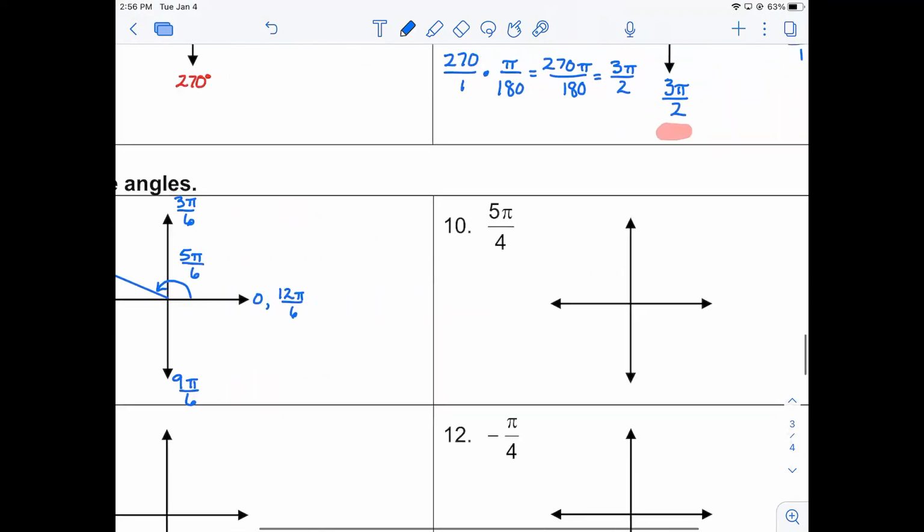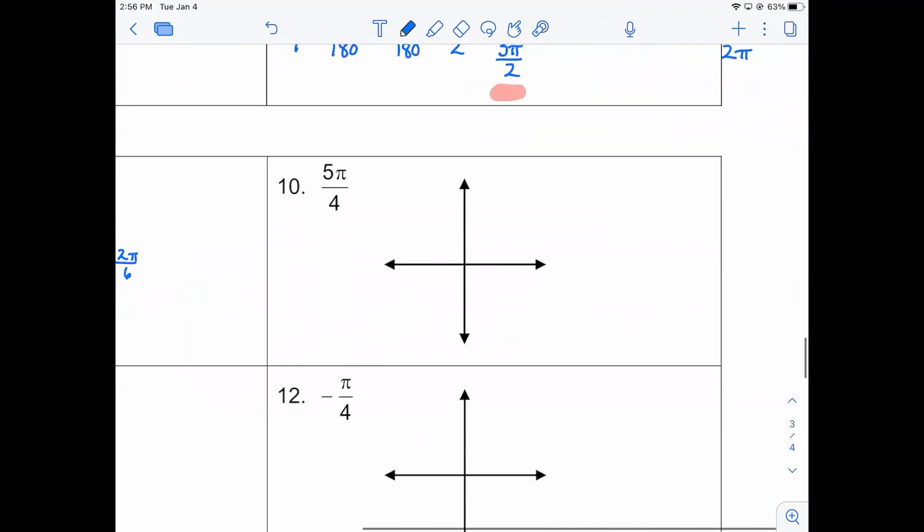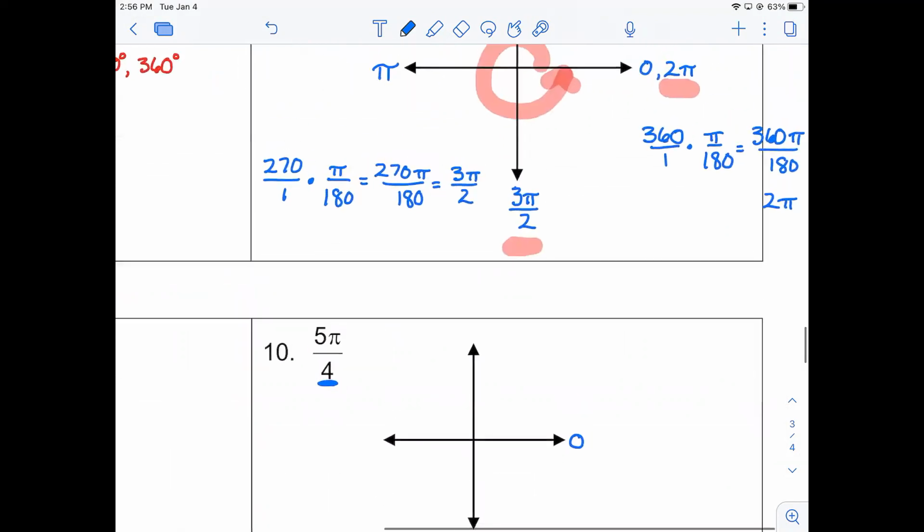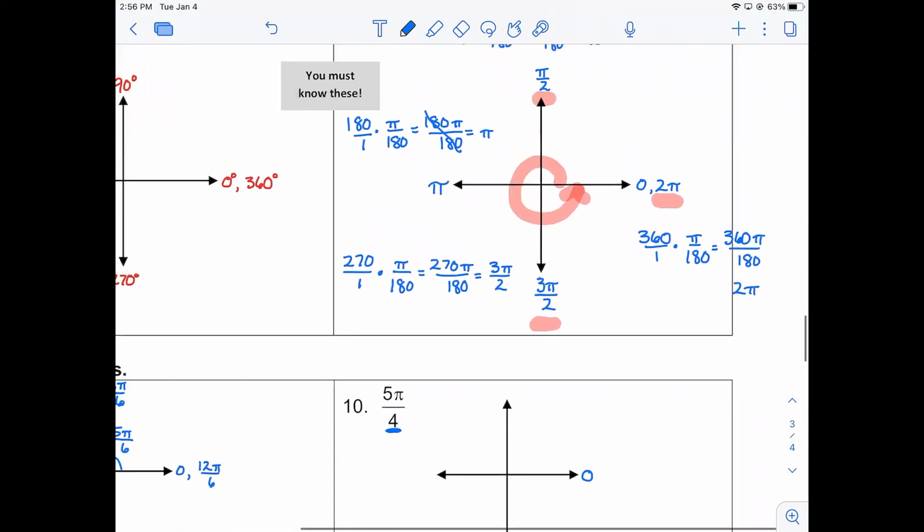Okay, so looking at number 10, this one, I have 5 pi over 4. So I need to think of this one in terms of fourths instead of in terms of 6s. So we're always going to start with a 0. And then remember, looking up here, my quadrantal that's in the 180 spot is pi.